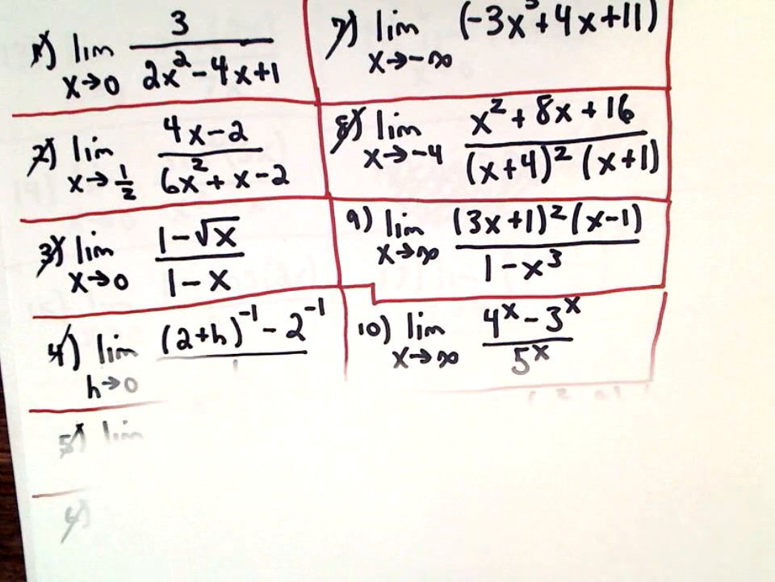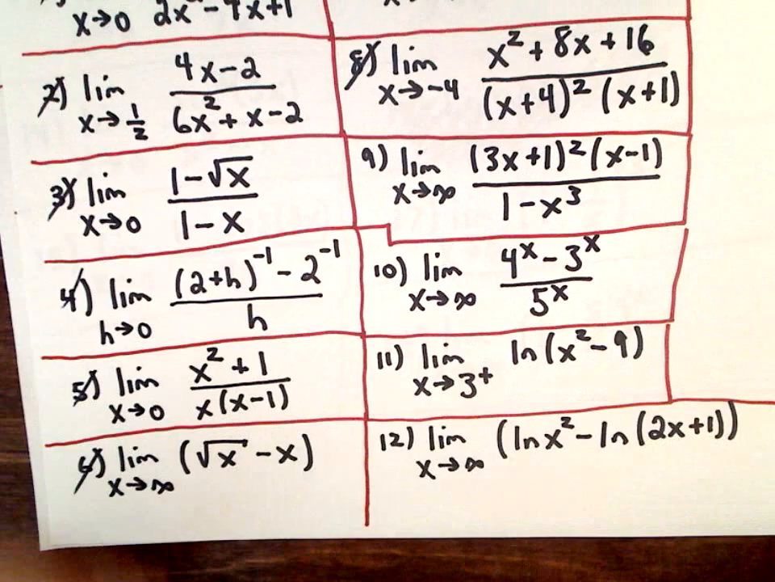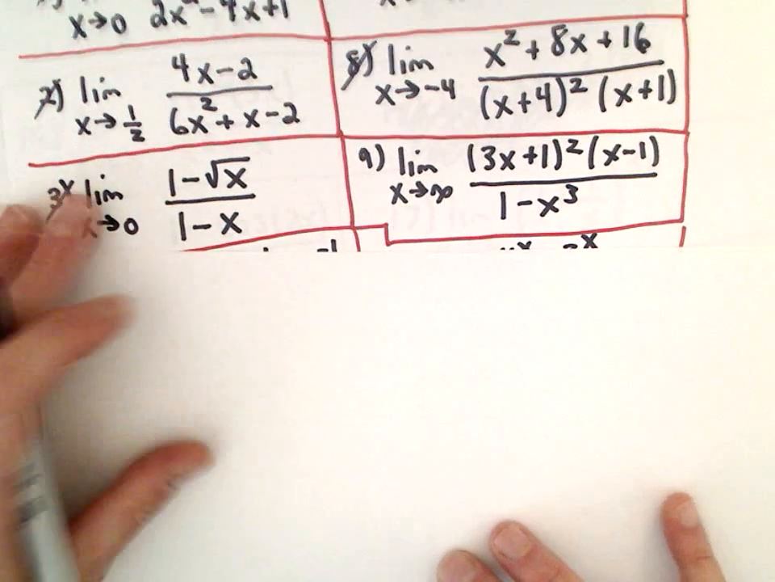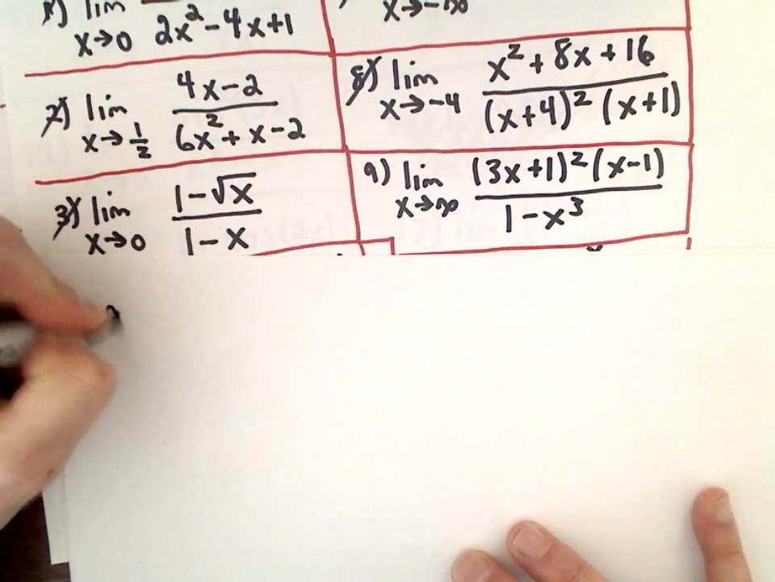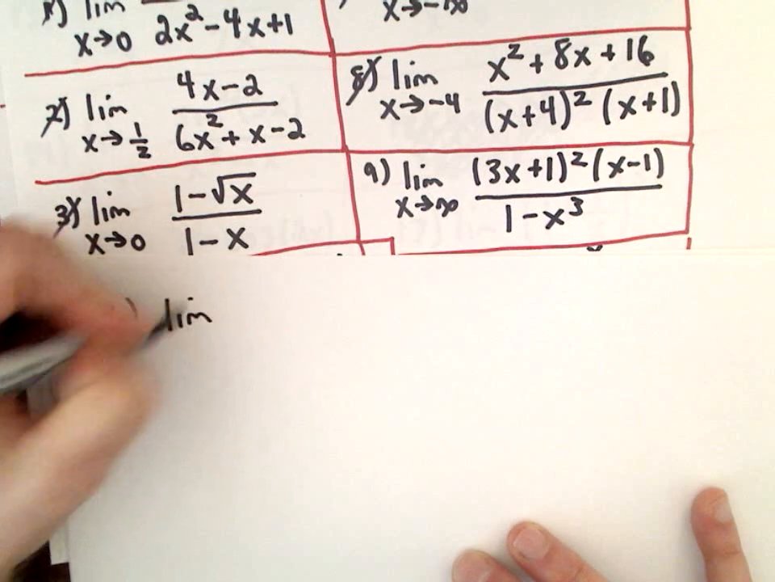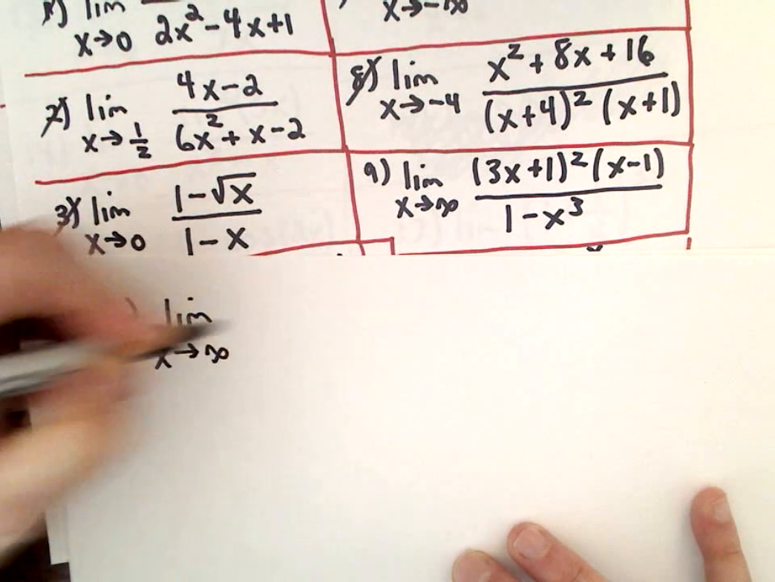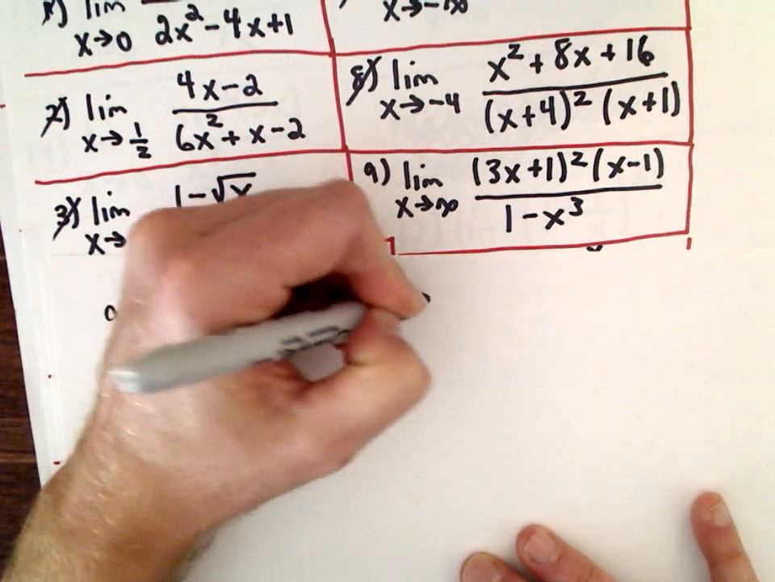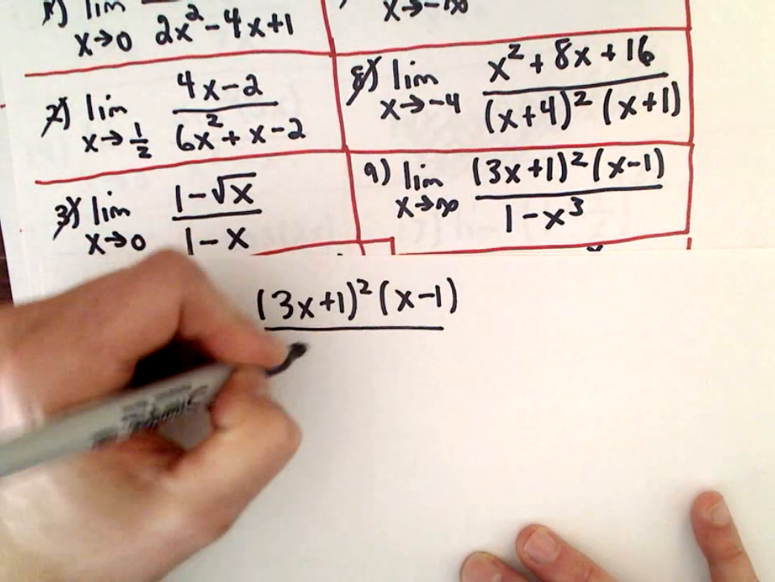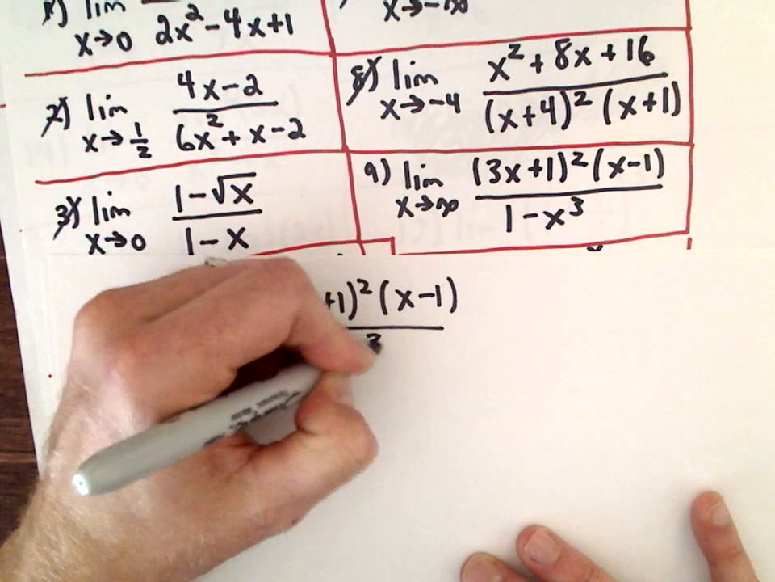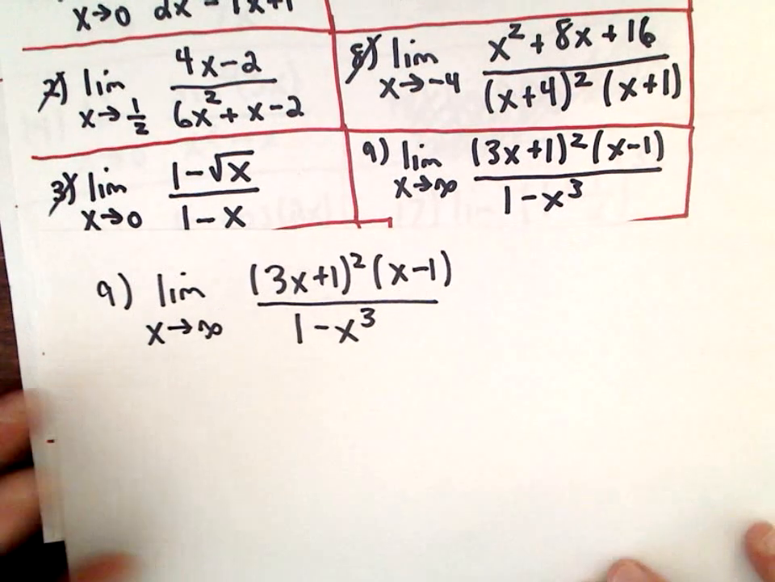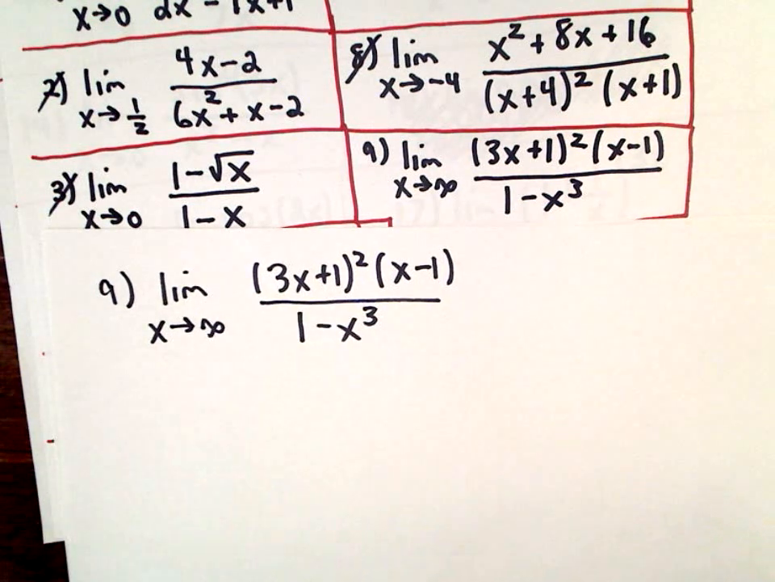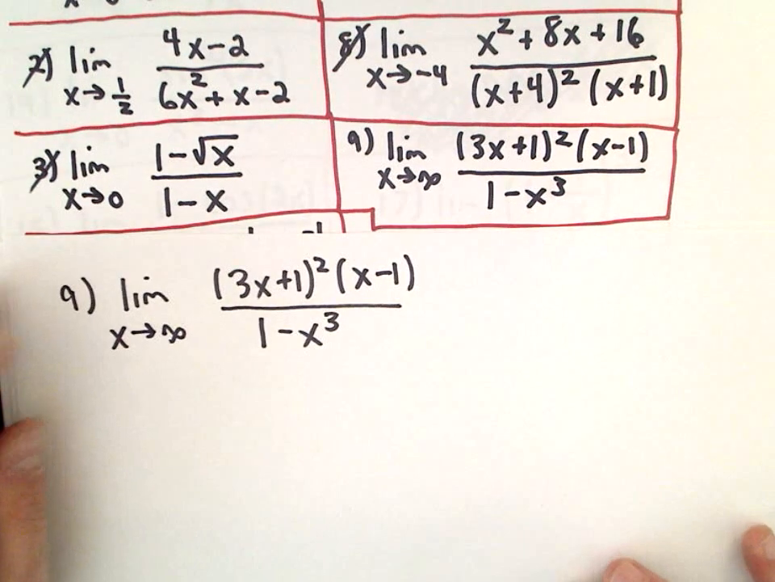Okay, let's look at number 9 now. Let's look at number 9 and number 10. I think those are kind of similar ideas to some extent. So the limit as x approaches infinity of 3x plus 1 quantity squared multiplied by x minus 1, divided by 1 minus x to the third. So maybe you've seen the shortcuts for these. So I can almost do this one in my head. Okay, and let me show you why I can almost do this one in my head.